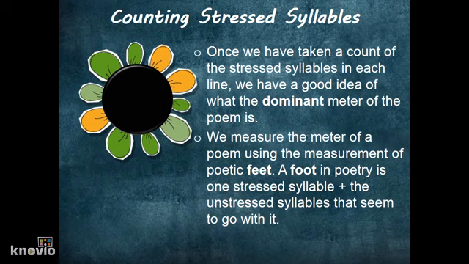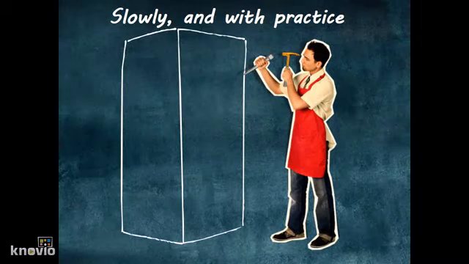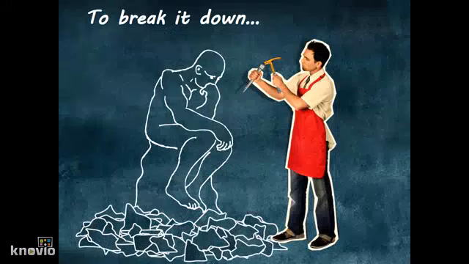So we measure the meter of a poem using the measurement of poetic feet. A foot in poetry is one stressed syllable, and the unstressed syllable that seems to go with it. Now this can get confusing. Don't lose heart. It takes time to learn this well, so just keep practicing and practicing.